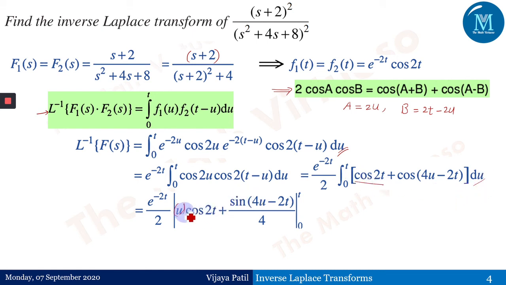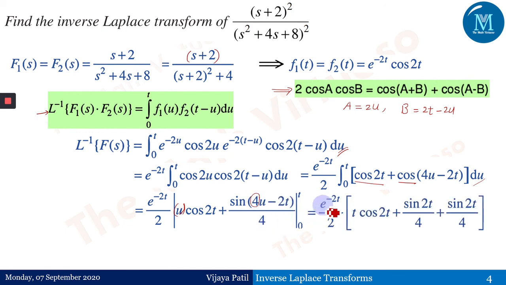Therefore, u will come in as the integration factor, u into cos of 2t, plus the integration of cos is sine, so sine of 4u minus 2t divided by the coefficient of u, that is 4, from 0 to t, and therefore it is e to the power minus 2t by 2. The upper limit has been replaced by t, and the lower limit is 0.